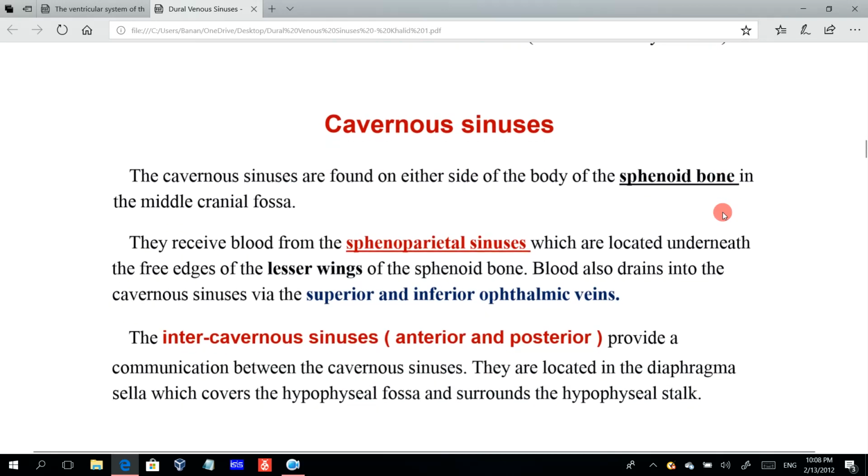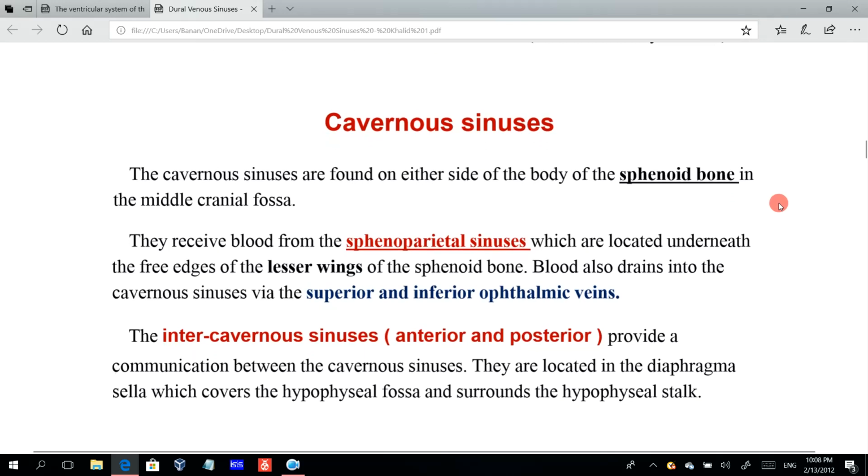Now we talk about the cavernous sinus. Why is it called cavernous sinus? In the cross section of this sinus, of course, its length is about 2.5 centimeters. If we take a cross section through this sinus, we will see that it is composed of multiple small spaces, just like caves. Because it is a multilocular sinus, it is called cavernous sinus.